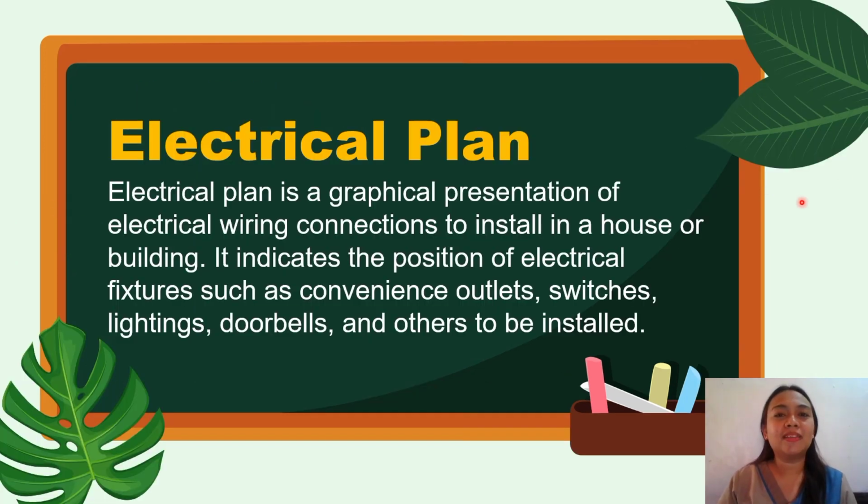What about the electrical plan? So electrical plan is a graphical presentation of electrical wiring connections to install in a house or building. It indicates the position of electrical fixtures such as convenience outlets, switches, lightings, doorbells, and others to be installed.